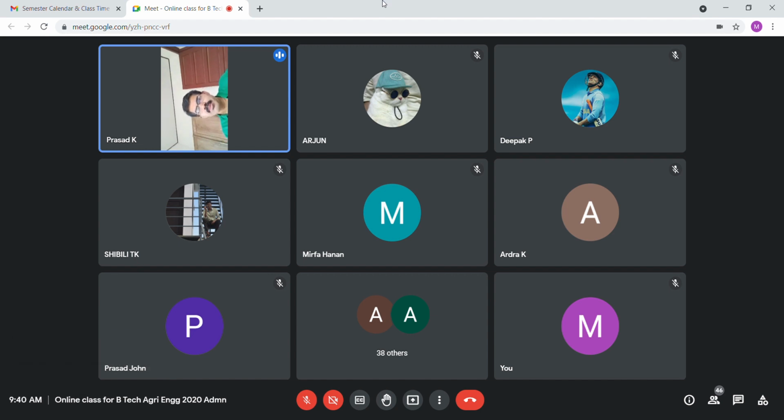Next important term is circular pitch. What is meant by circular pitch? Please look at the picture. Circular pitch means it is a distance measured on the circumference of the pitch circle from a point on one tooth to the corresponding point of the next tooth. So what is meant by circular pitch?